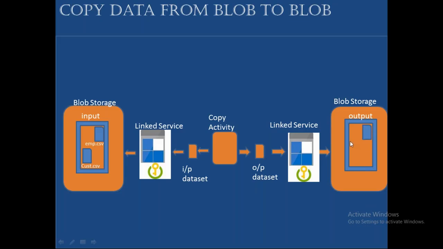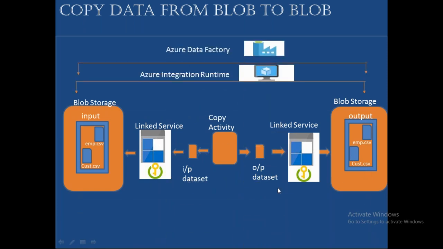Once you created and run the pipeline, what happens? It will place emp.csv and cust.csv in your output container. Who is going to do all these things? Your Azure integration runtime is going to do it. Who is going to manage all these things? Your Azure Data Factory is going to manage all these things. We have two files which have the same format. These same format files, I will load into the output container. It can be emp.csv or cust.csv, or emp.json, cust.json. So I can have both JSON format, both CSV format, or both Parquet format.